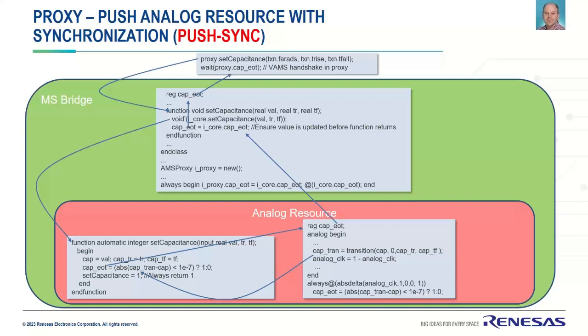And then after the analog solver moves ahead, we've got something that generates an analog clock that just toggles. There are far more optimized ways of doing it. And then that will update the cap end of transition. That goes to an always block within the mixed signal bridge, goes to the register and back up. So there's many ways that this can happen.